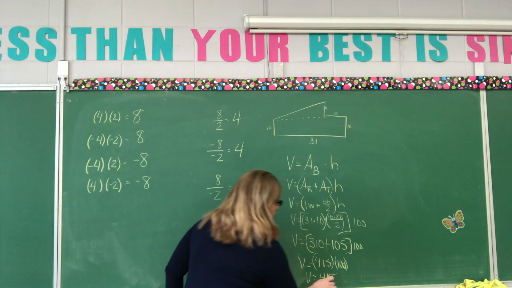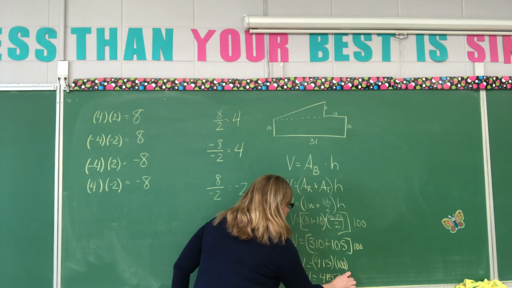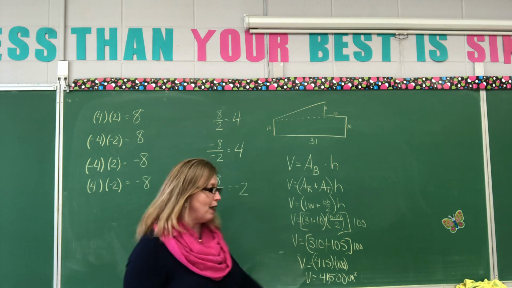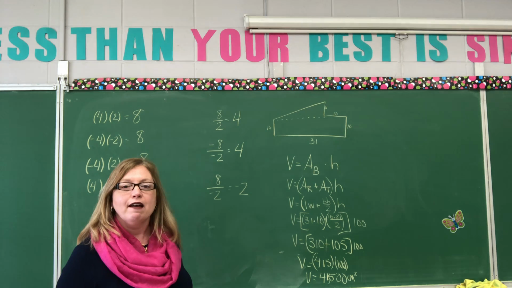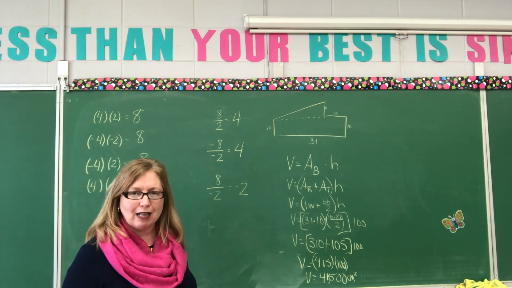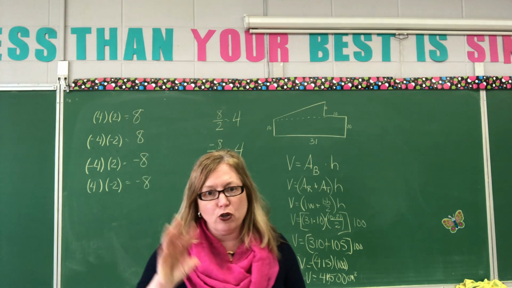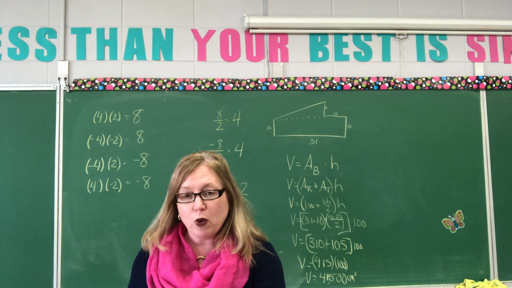So I'm going to add 2 zeros to the end of my answer. I'm looking for volume, so that's going to be cubic. So my answer is 41,500 cubic centimeters. Okay? Today, I need you to do your online homework as well as take your quiz.